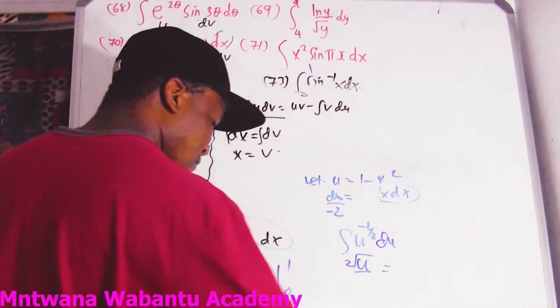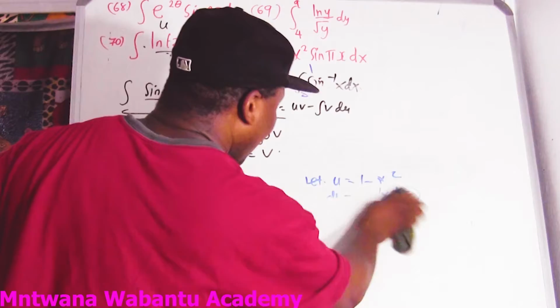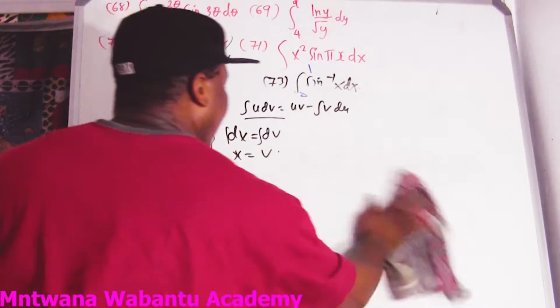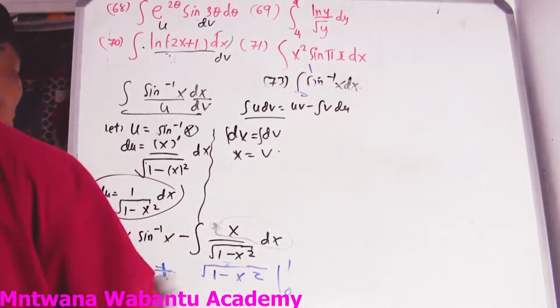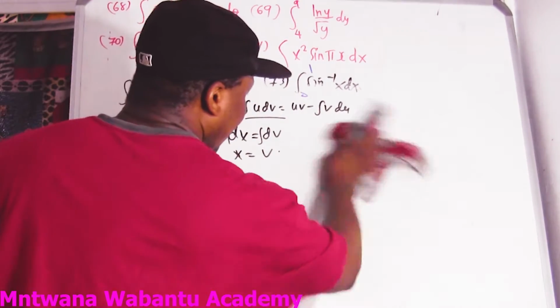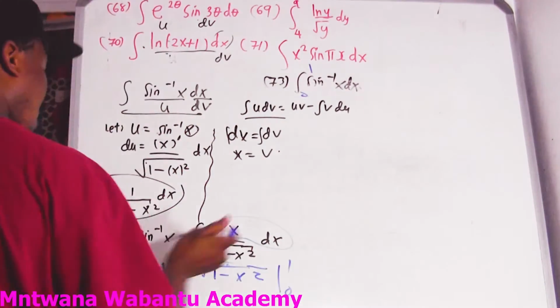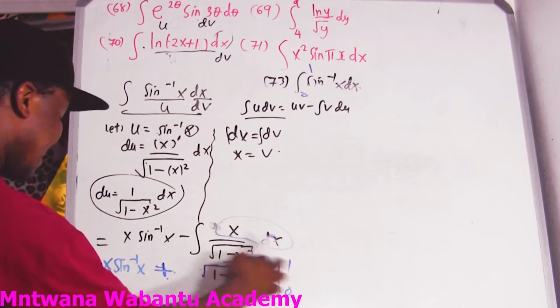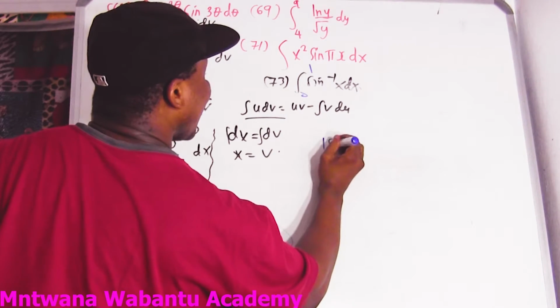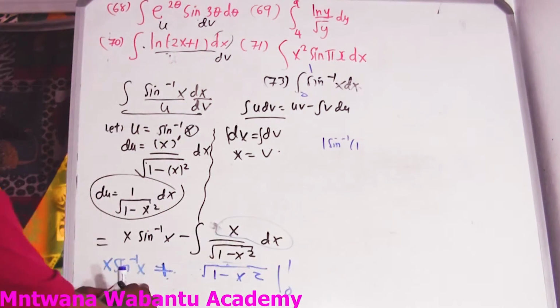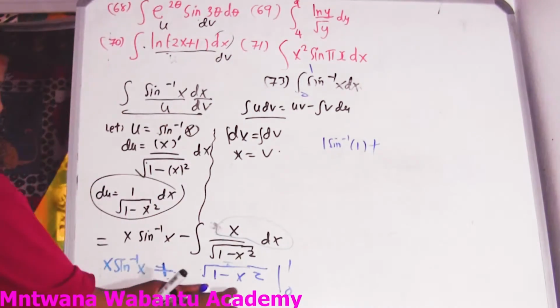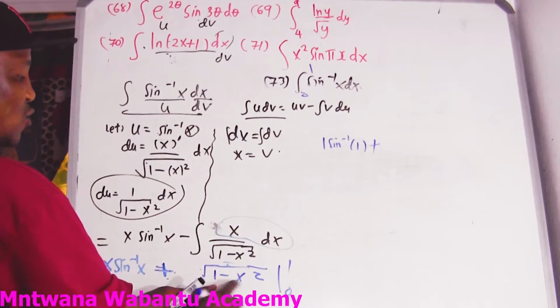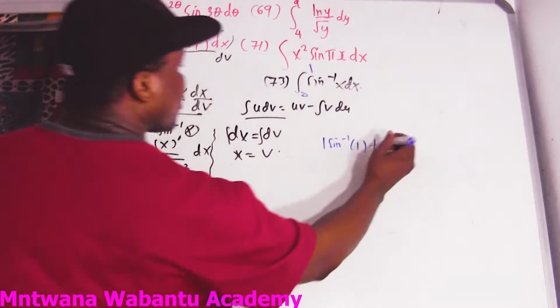That means upper limit minus lower limit. So I'm going to substitute the upper limit, 1, everywhere. Throughout, it's going to be 1 sine 1 plus, okay, 1 minus 1 squared, which is 1 minus 1, equal to 0, square root of 0 equal to 0.